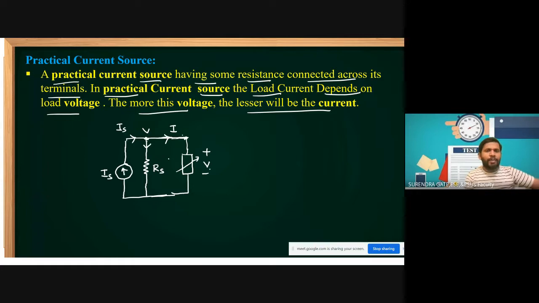Entering current equal to sum of the leaving currents. What is the entering current, students? You take this node, I am applying the KCL. Minus IS, let entering current be taken as negative. Leaving currents are taken as positive.